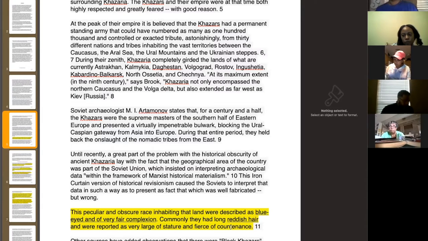So let me give you a little bit about the Khazarians. The Khazarians lived during the Byzantine period, and they stood between the caliphates of Islam and the Roman Catholic Church. So they were a people group who sort of kept everybody at bay. They were between the two.